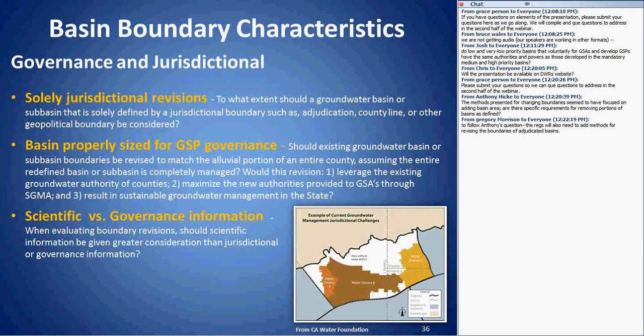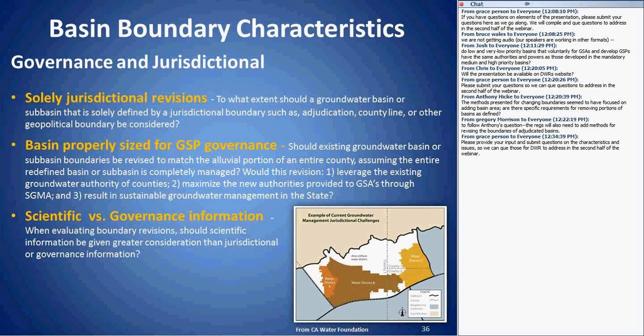And this is not something the department will go out and do on its own. We do not plan to make large changes to the existing basin boundaries by collapsing basins, but this is one potential tool local agencies could use moving forward with implementation of SGMA.